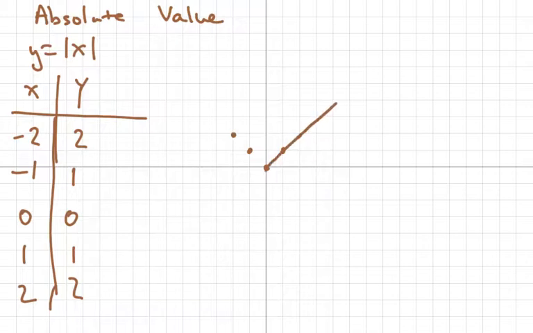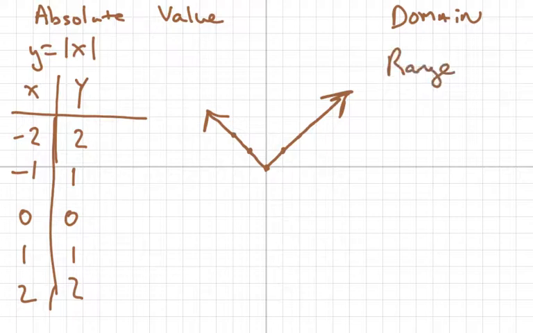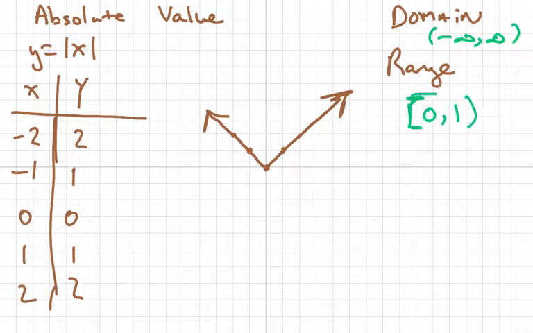pretty much like so, okay? It's basically a V shape, and the great thing about this one is that if we think about the general shape, it's pretty similar to the quadratic. So what does that mean about domain and range? That means the domain and range are going to be the same thing. And there's our answer.